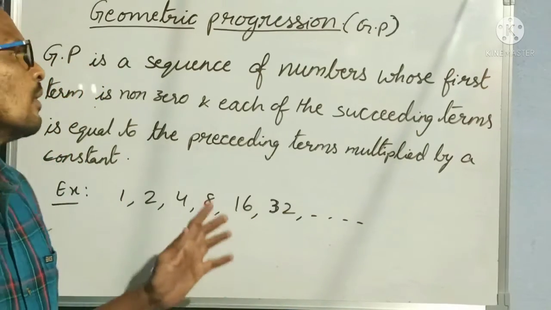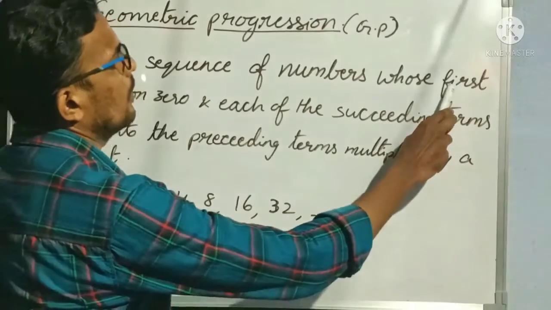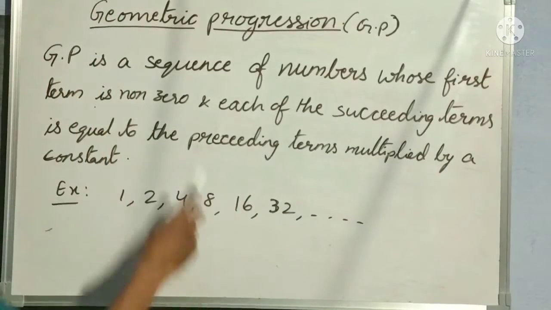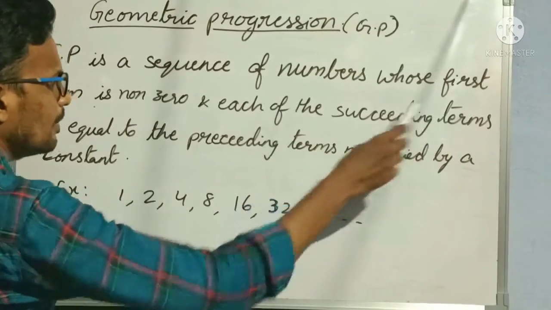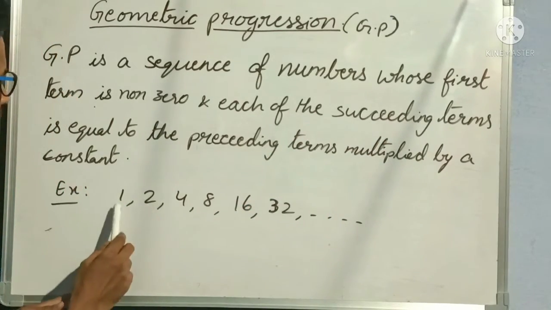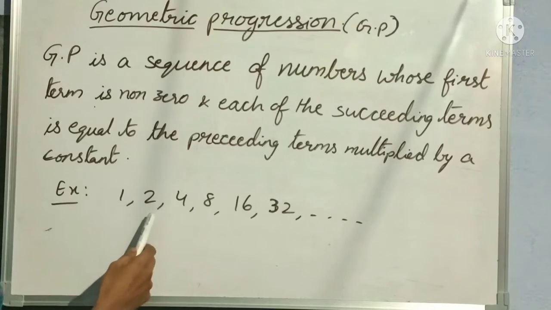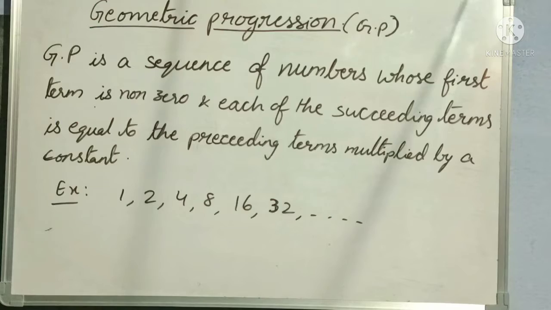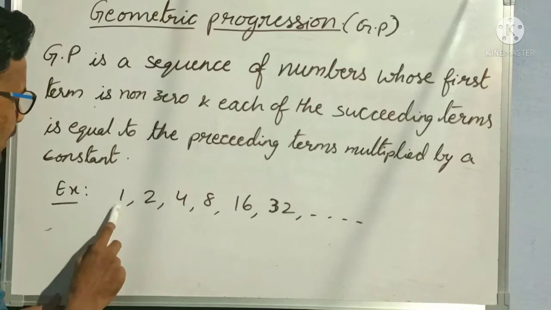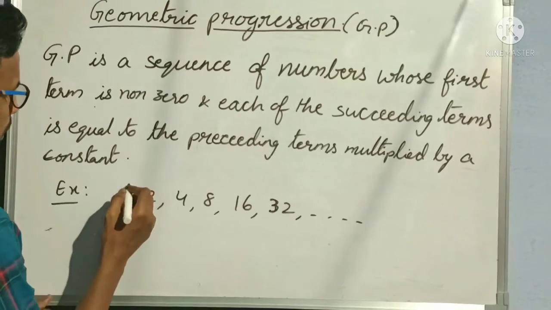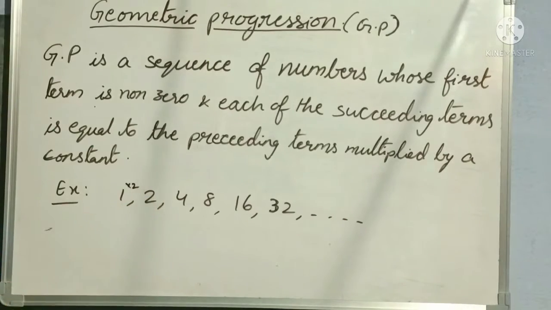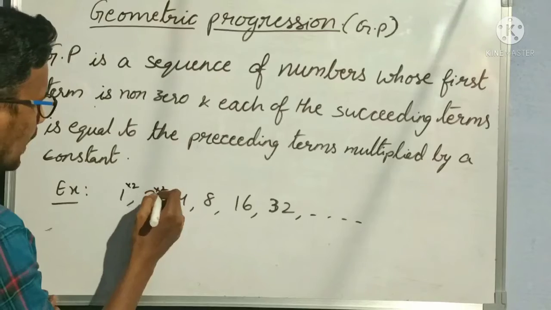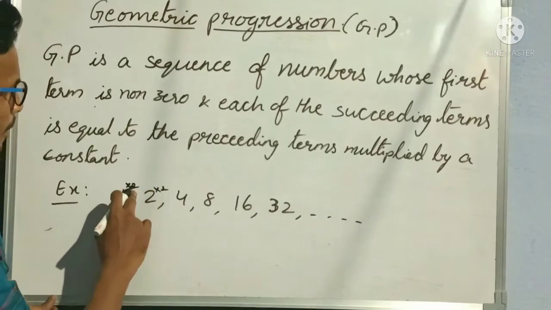That's why the first term of our sequence of numbers in geometric progression should be non-zero, and each of the succeeding terms, meaning the next term after the first term, is equal to the preceding term multiplied by a constant. So if we multiply 1 with 2, I am getting 2, right? So 1 into 2 is equal to 2. Again 2 into 2 is equal to 4. Here, whatever number I am multiplying is a constant, the same number.